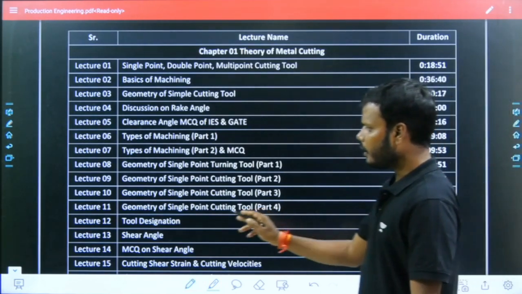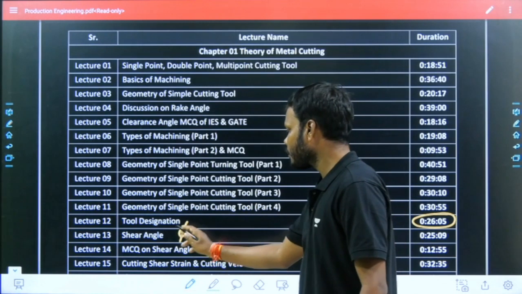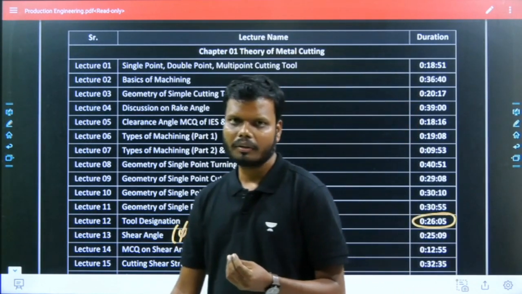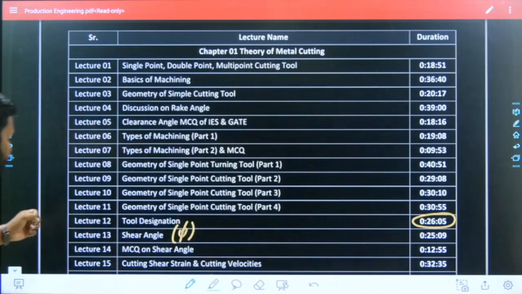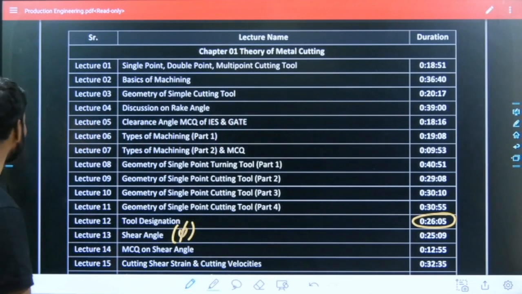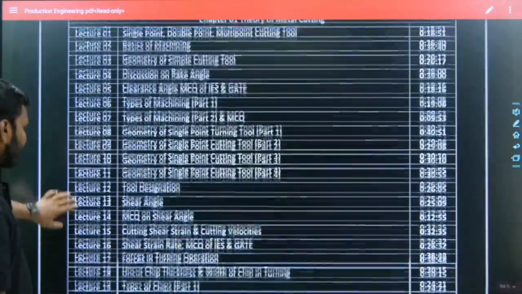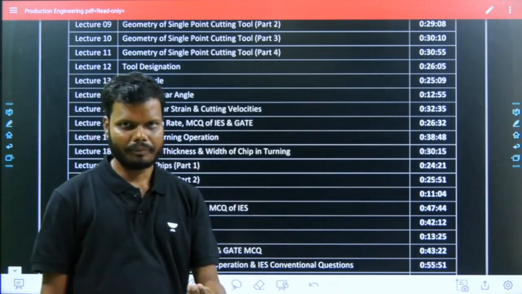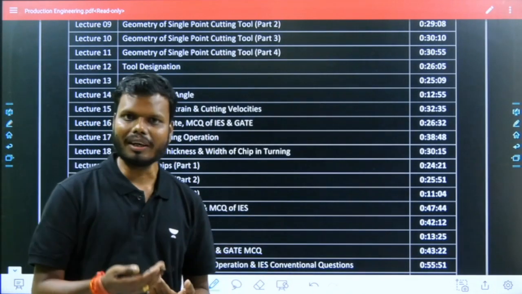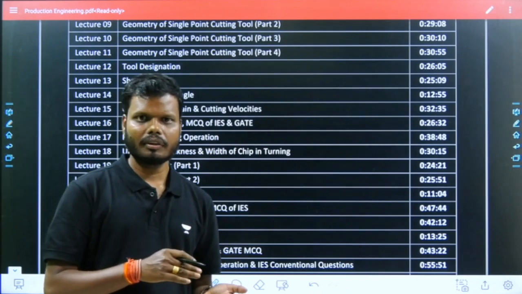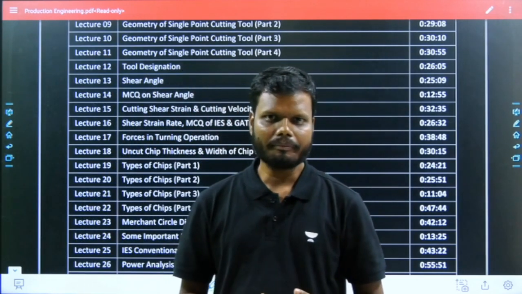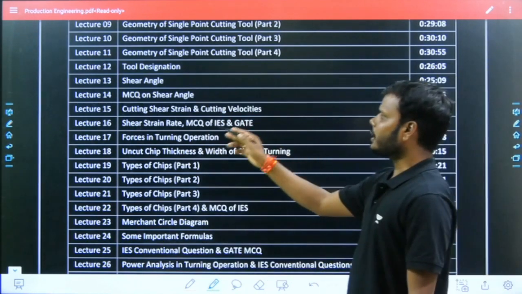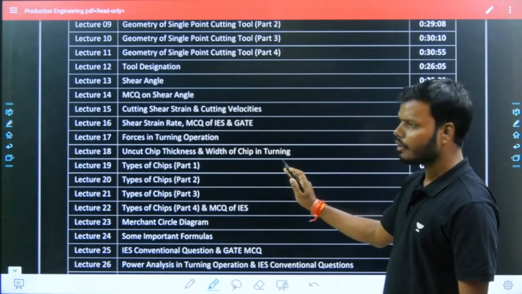So tool designation, that is ASA and ORS signature, is all covered in 26 minutes 5 seconds. Shear angle, that is nothing but phi. What is the shear angle? What is the physical significance of shear angle during machining? Next, MCQ on shear angle, cutting shear strength and cutting velocity. Cutting velocity is V. Different types of velocities are given during machining, like cutting velocity, shear velocity and chip velocity. Next one is shear strength rate, MCQ of IES and GATE questions.